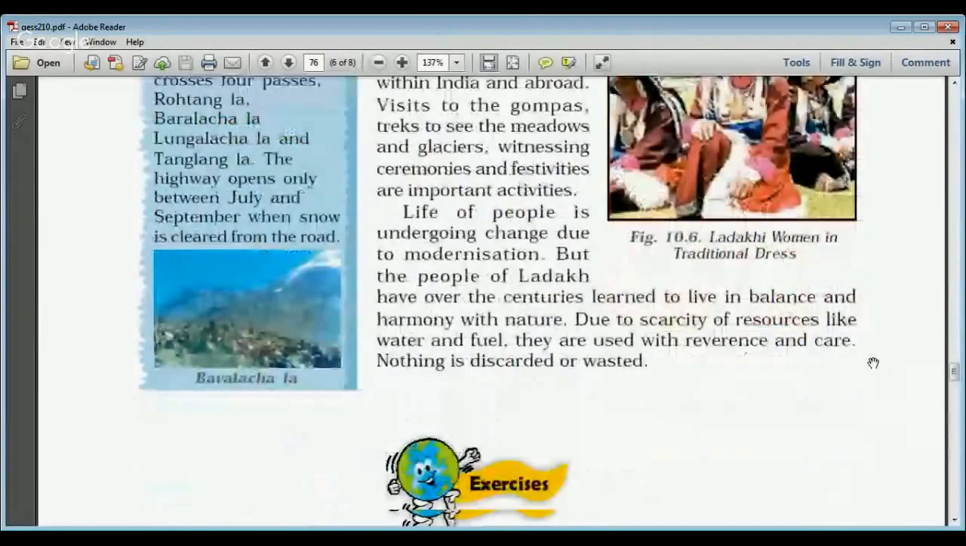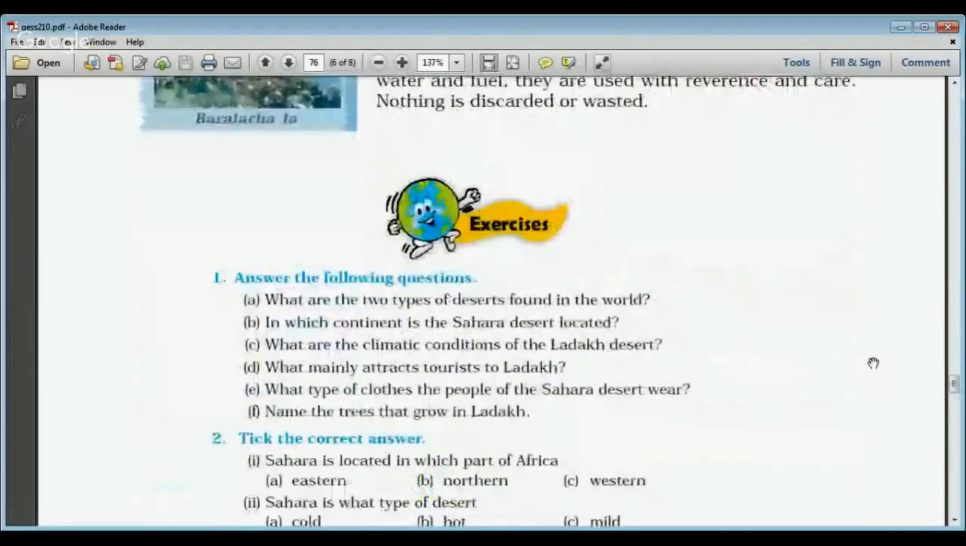And now we'll solve the exercises. What are the two types of deserts found in the world? Hot desert, Sahara, and cold desert, Ladakh. In which continent is the Sahara? Africa. What are the climatic conditions of the Ladakh desert? Extremely cold, and scorching hot. And if you are in Ladakh, you will feel sunburn and then frostbite at the same time. So climatic conditions are very hard, extremely hard.